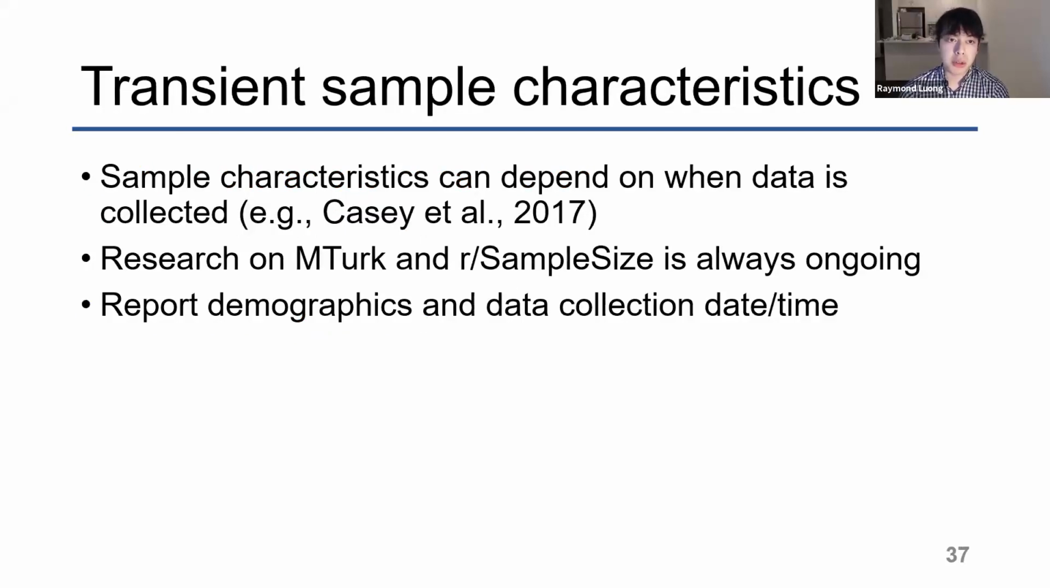What I mean by transient sample characteristics is that, just like in MTurk, the characteristics of the sample can depend on when data is collected, right? And I think a point needs to be emphasized that the research on MTurk and sample size is always ongoing, and we can't treat one definitive study, even the study that I presented here, as saying this is how sample size is and this is how it's defined.